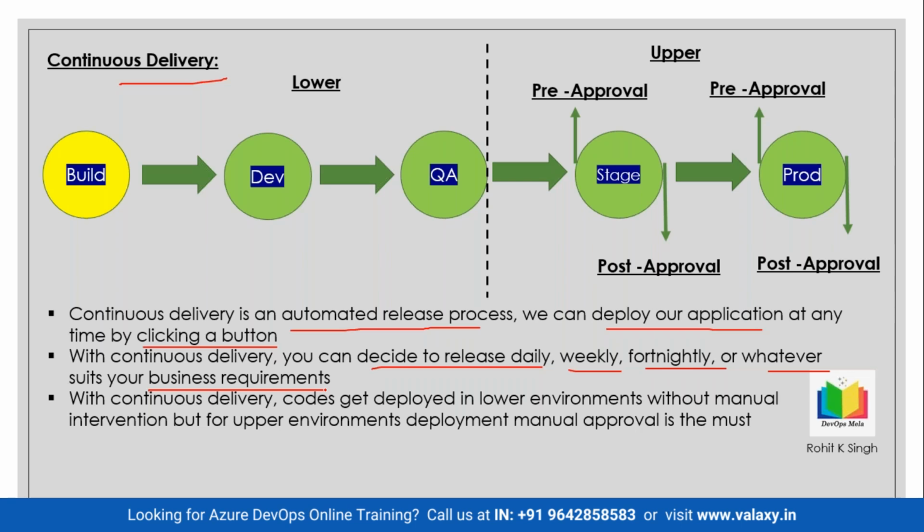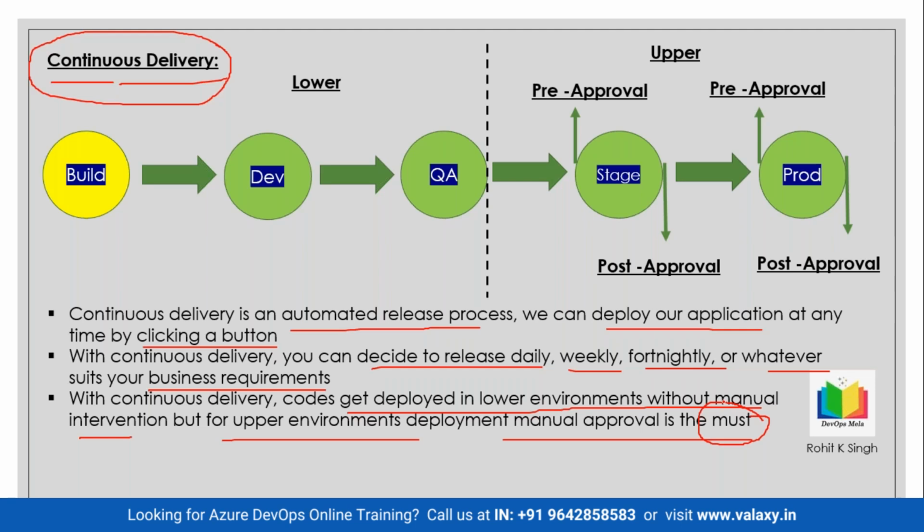Nowadays in the microservice world, we don't do anything as such. But in the monolithic world, where all your modules and applications are tightly coupled with each other, this is what you do. Very traditional, and this is what you will see 60% of the time in companies who have monolithic applications. What happens with the continuous delivery model? The code gets deployed into lower environments without manual intervention, but for upper environment deployment, manual approval is a must.